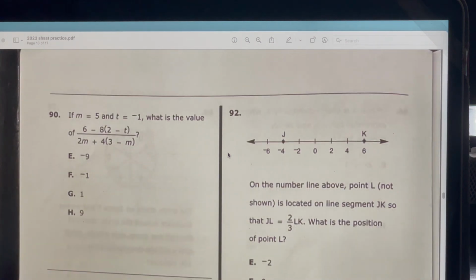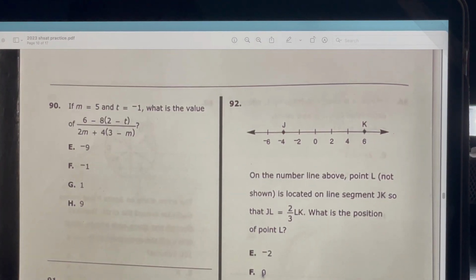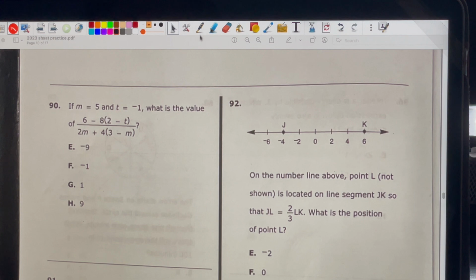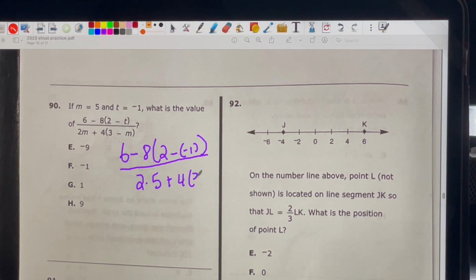Now we have 89, 90. 90 is just order of operations, careful. 6 minus 8, 2 minus t is negative 1, careful. So when you replace t, you have to put it in parentheses. Okay, over 2 times 5 plus 4, 3 minus m, which is 5. m is positive, so we don't have to put parentheses. So order of operations.